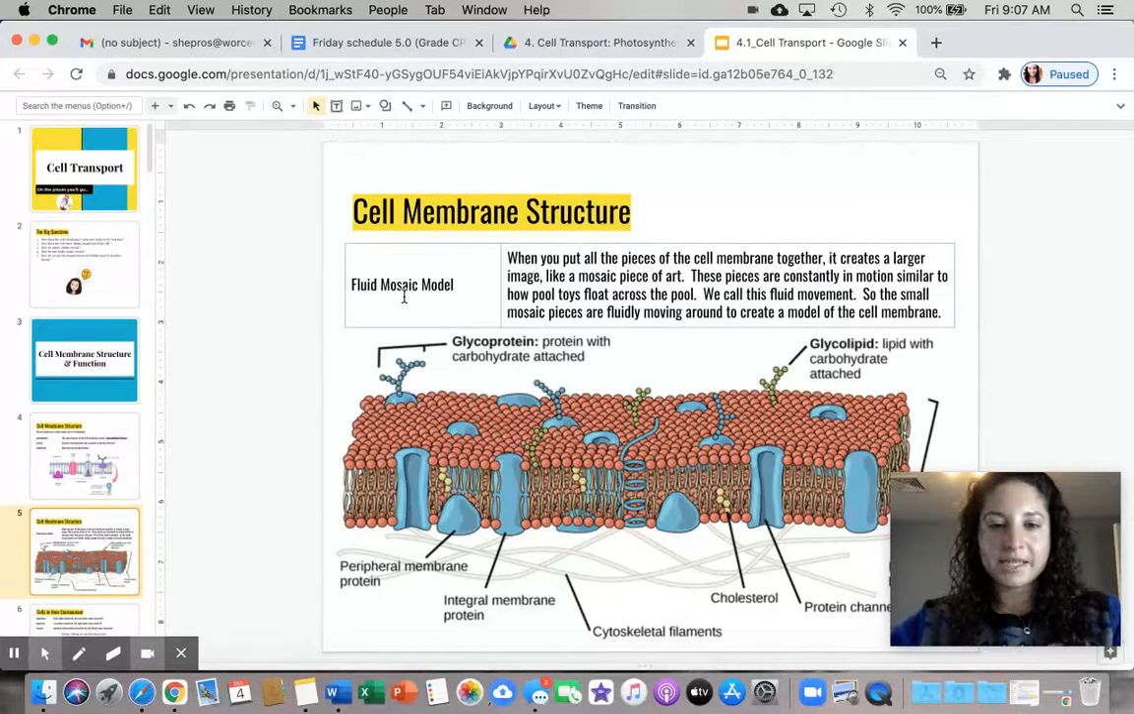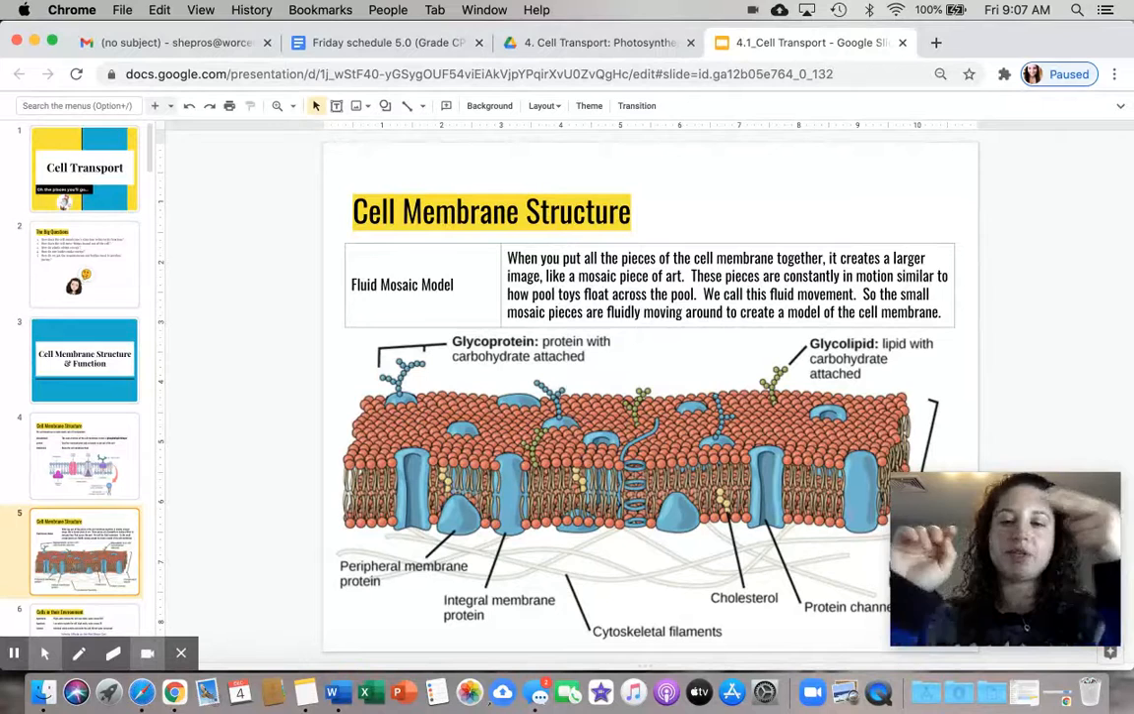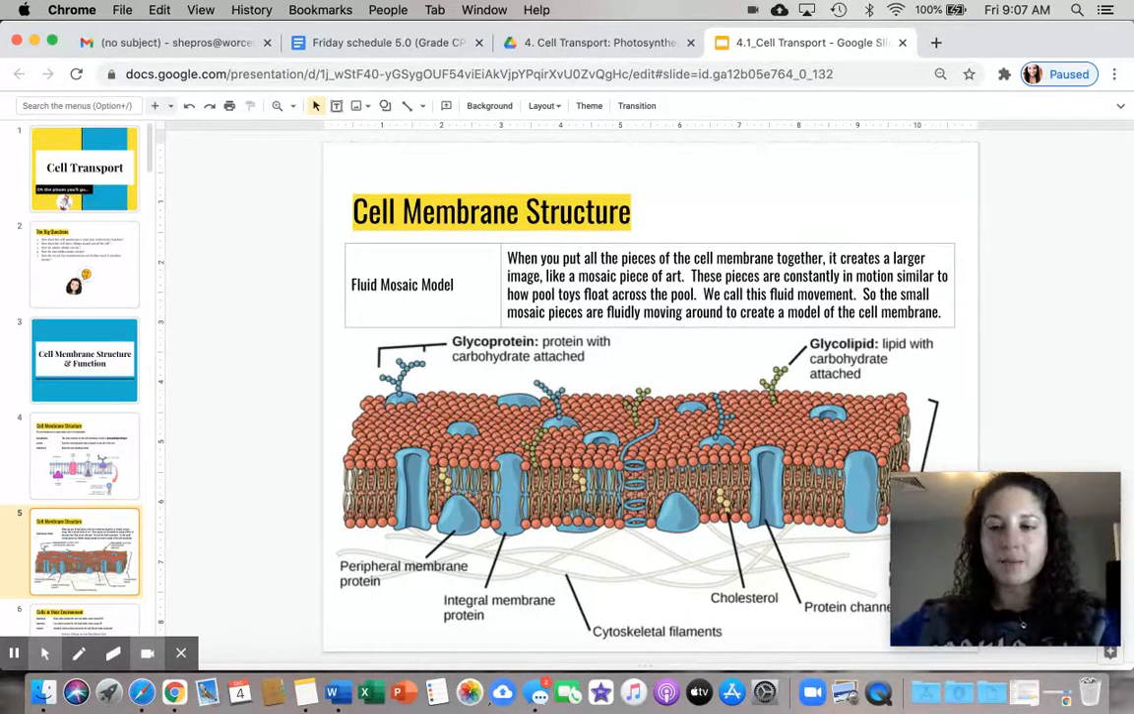And so the same idea here, we have a bunch of little pieces. We have a bunch of phospholipids, bunch of proteins, bunch of cholesterol. Like I said, there's some other things in there as well, but we take all these little pieces, put them together. When you back up, we get this great model of a cell membrane. So that's why we will refer to the cell membrane as a fluid mosaic model.